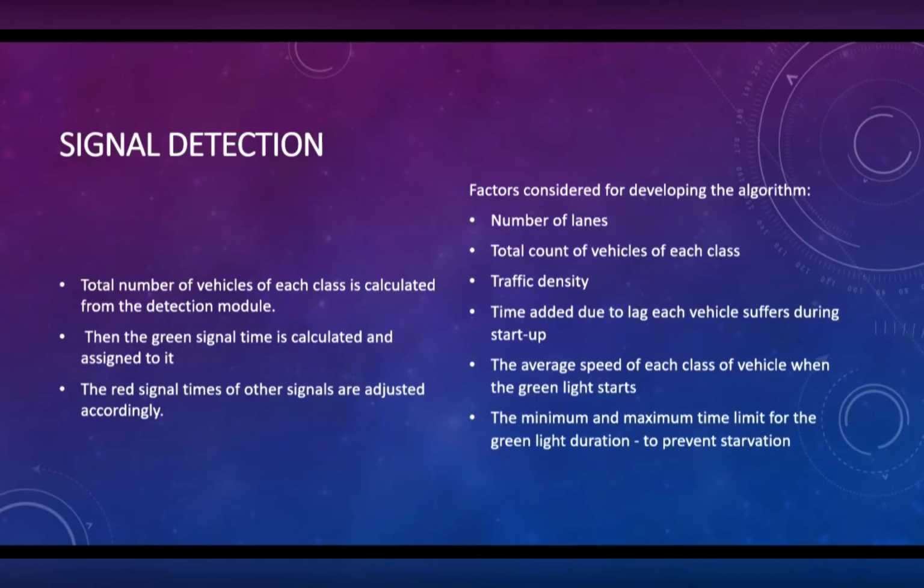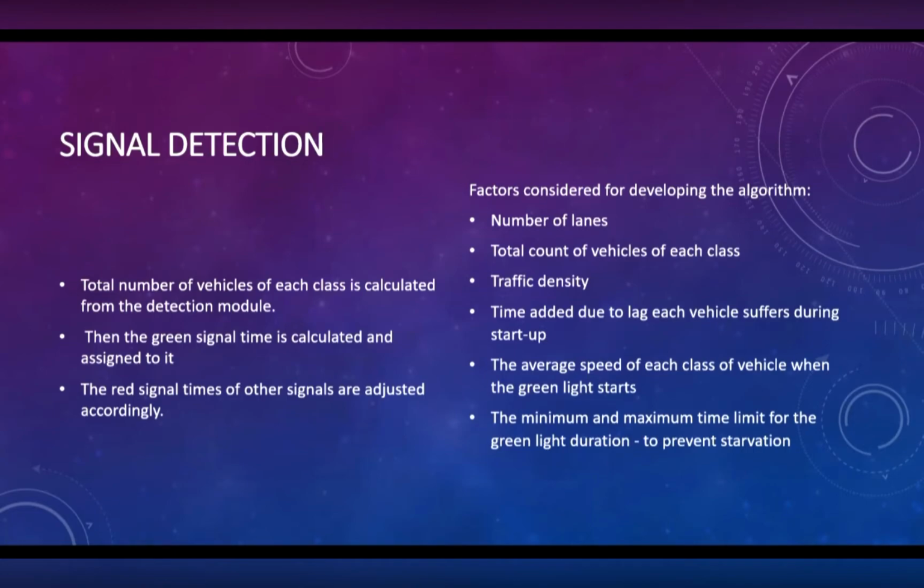For the signal detection, the algorithm takes info about vehicles that were detected from the detection module and uses it as an input to calculate the total number of vehicles of each class. Then the green signal time is calculated and assigned, and the red signal times of other signals are adjusted accordingly. There are many factors that we are considering in developing the algorithm, such as the number of lanes, the total count of vehicles of each class, the traffic density, or also the time added due to lag of each vehicle.